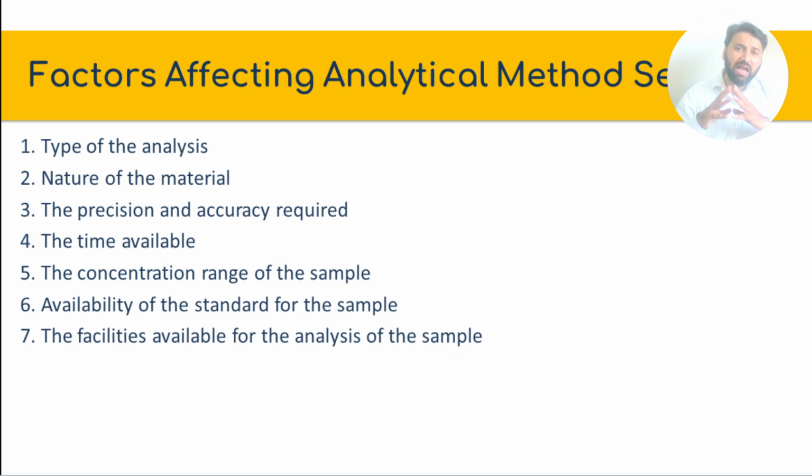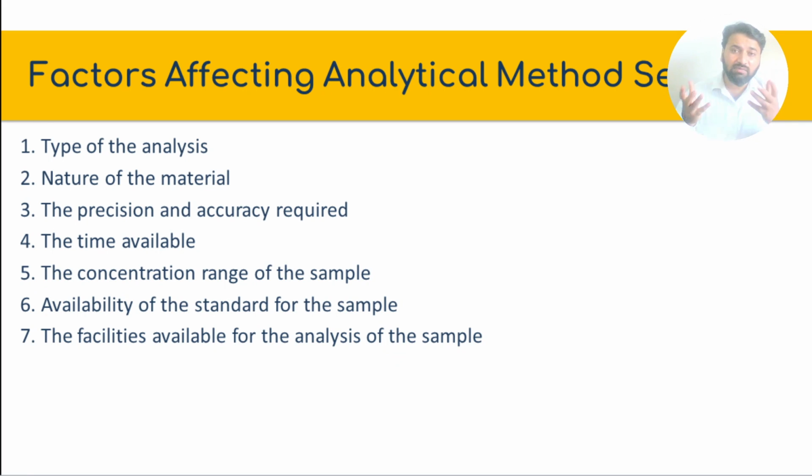Sixth is the availability of the standard for the sample. This is very important. Whenever we do analysis, most of the time we use a standard to which we can compare and say whether it is the right or wrong sample, whether it is identified or not identified, whether the purity is 100% or less.